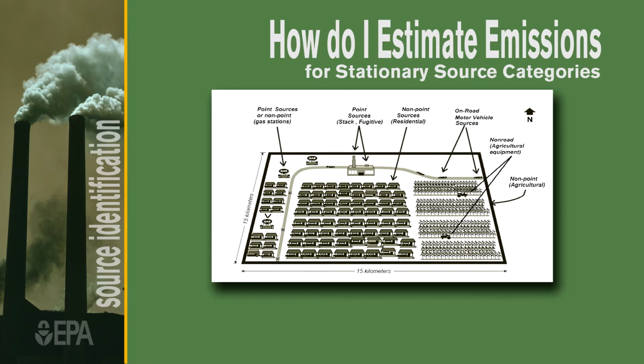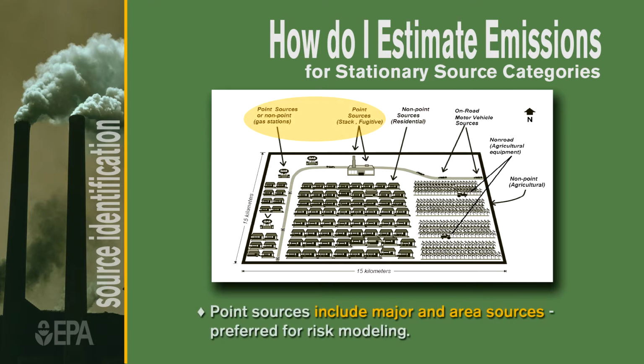the risk assessment. We model two types of stationary sources, point sources and non-point sources. Our point sources include major and area sources. We prefer these for risk assessments because we get better results in our risk assessments. So we want to know the specific units that are emitting the emissions within the point source, and we want to know the specific emission release point, as well as the characteristics. The point sources include both major and area sources as we defined air toxics.